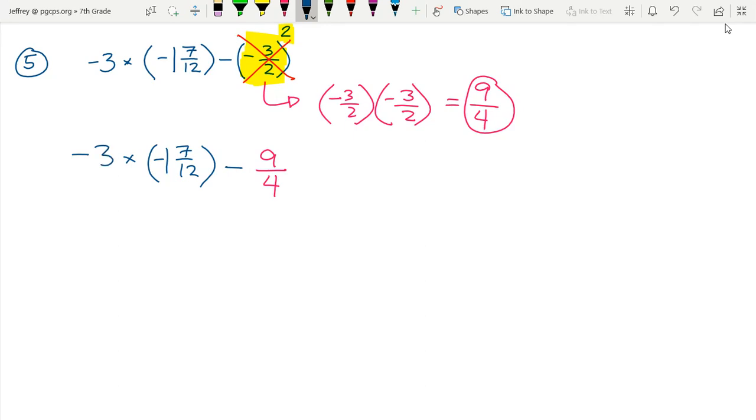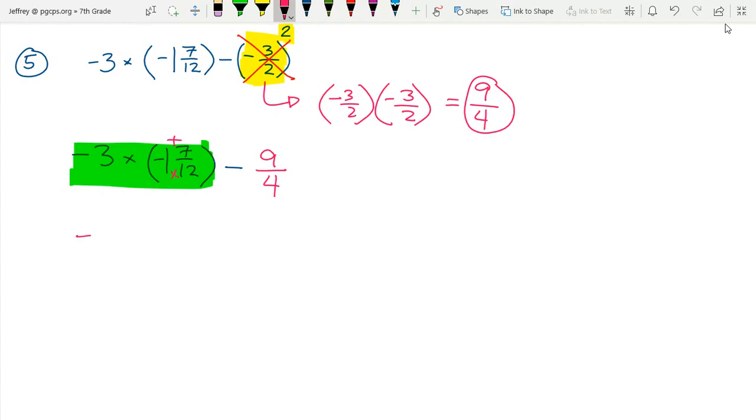This is times. Now, for this case, are we going to do subtraction? Nope. We're going to do multiplication first. So let's multiply these two terms right here, and highlight it for you, okay? So for us to multiply this, we need to make sure that we change our mixed number into an improper fraction to make it easier for us.